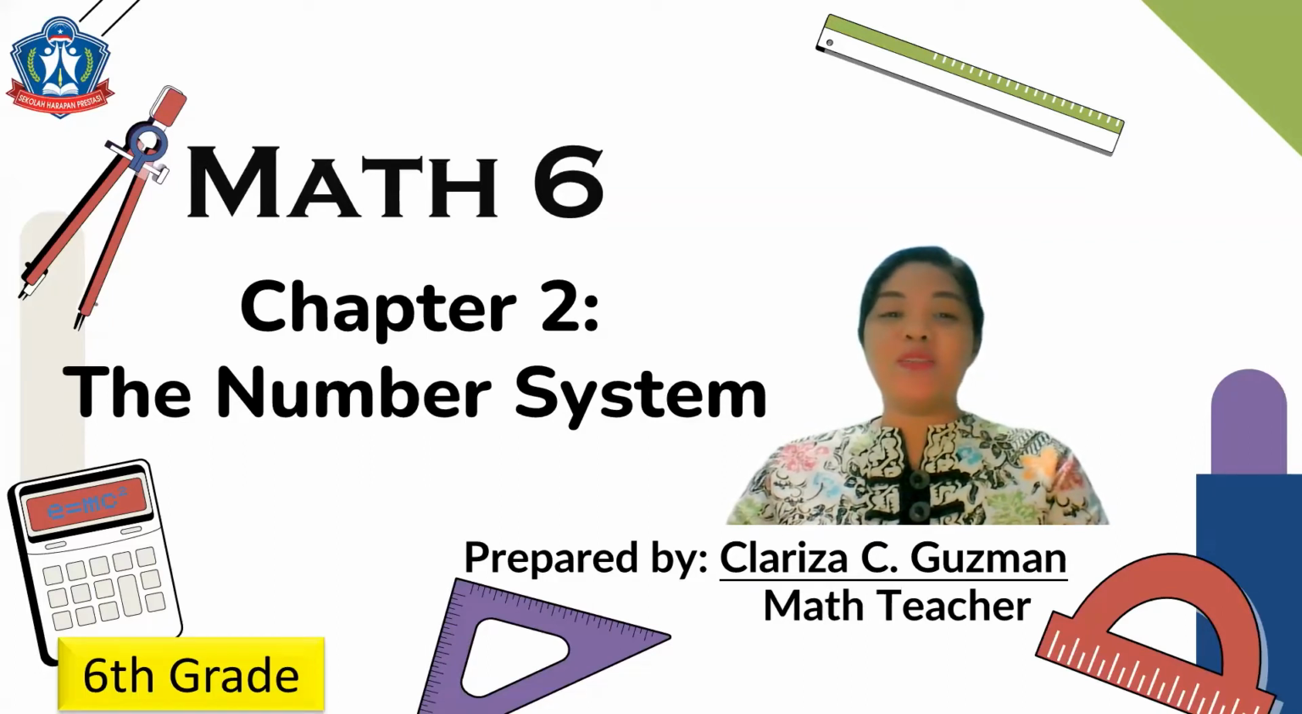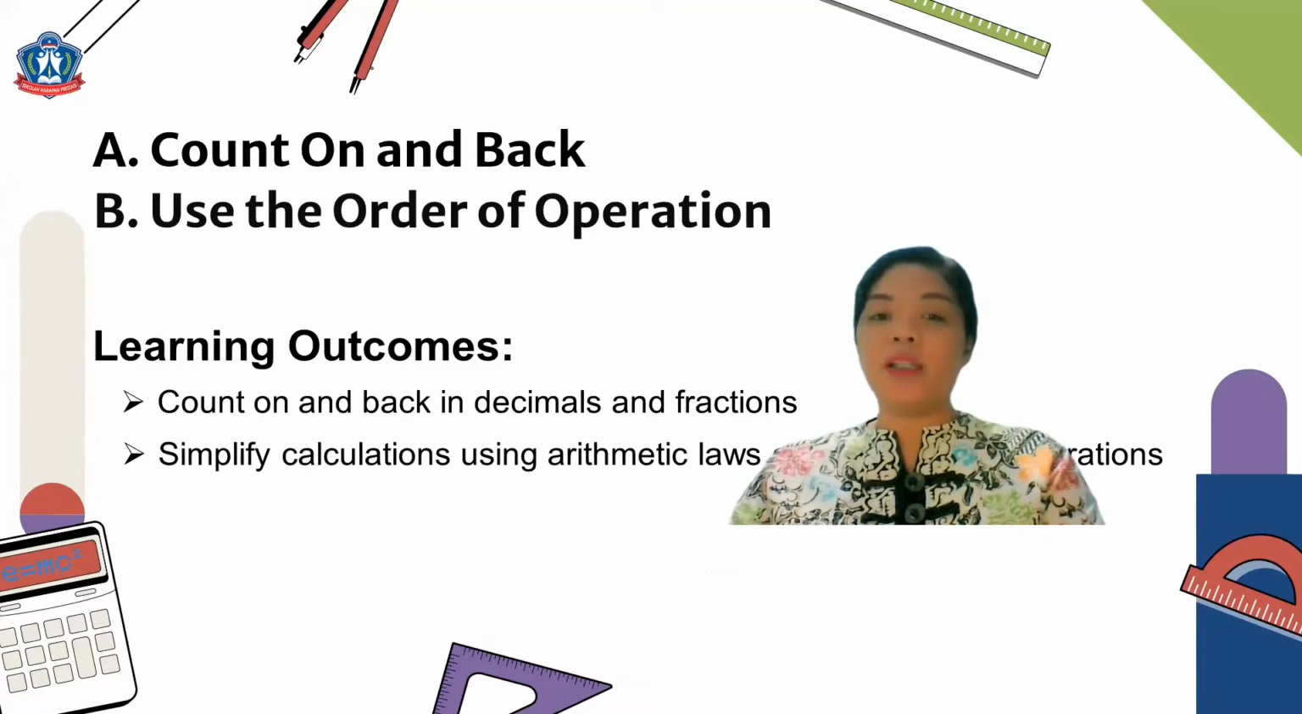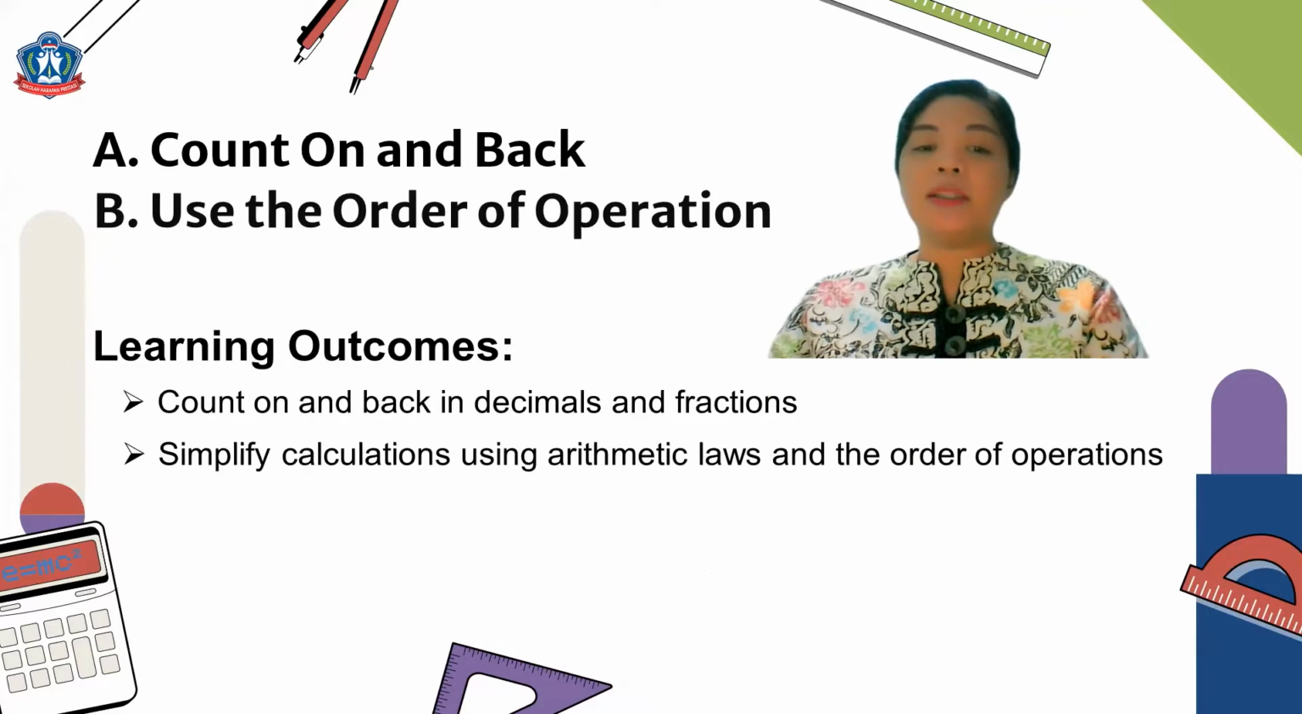In this video, you will learn Chapter 2, the number system. You will learn 2 lessons. Lesson A, count on and back. Lesson B, use the order of operation. The learning outcomes for these 2 lessons are to count on and back in decimals and fractions, and to simplify calculations using arithmetic laws in the order of operations.